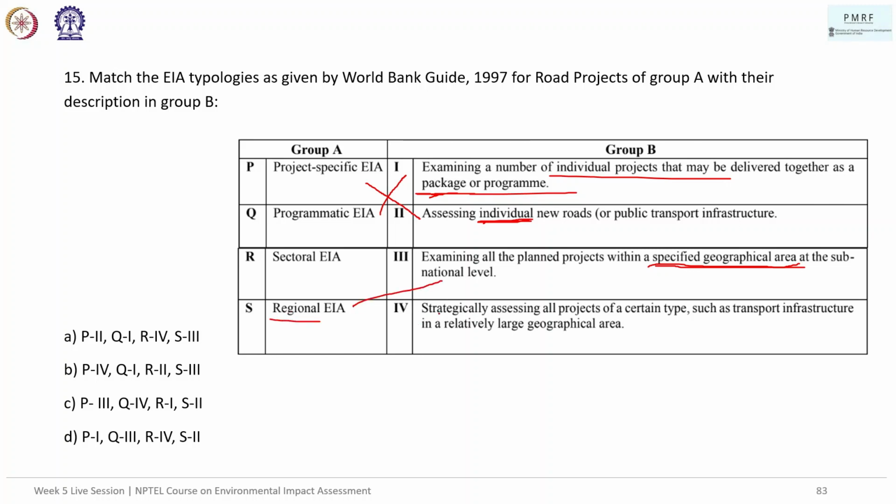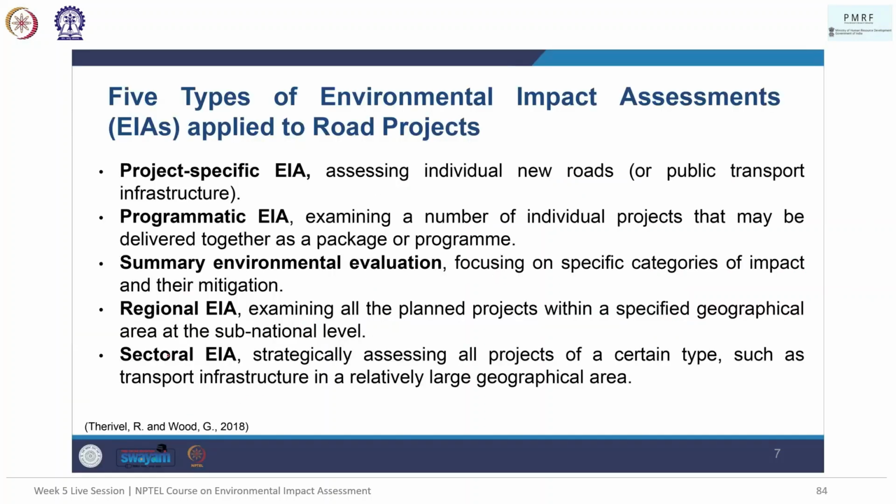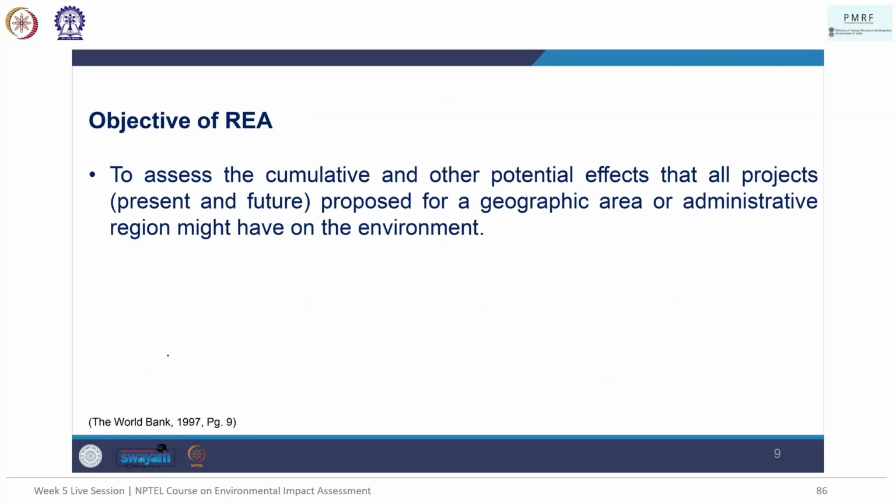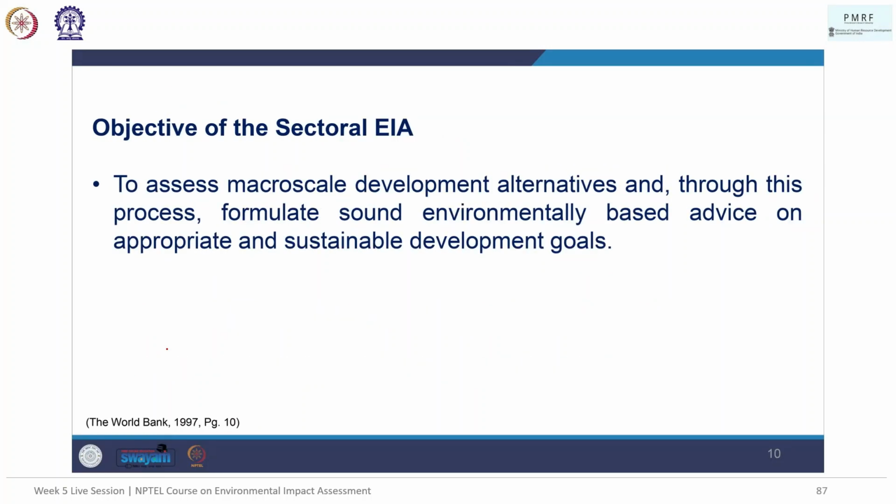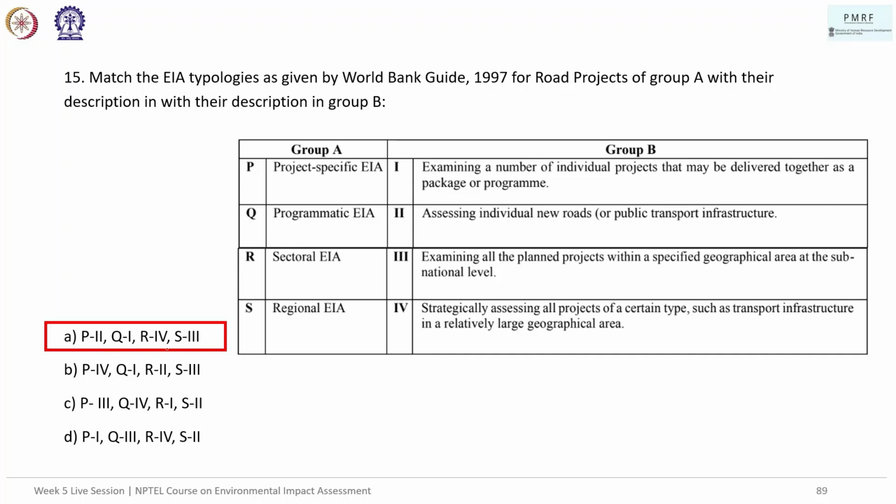And the next one is strategically assessing all projects of a certain type. So from a certain sector, such as transport infrastructure in a relatively large geographical area. So this certain type being the keyword. So answer is P2, Q1, R4, and S3. So these are the slides pertaining to all these particular ones. So the answer is A.